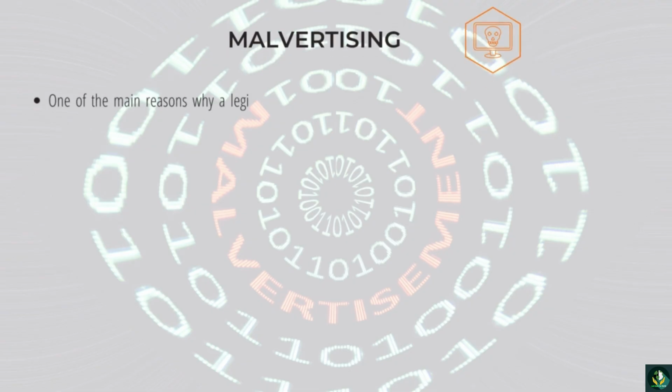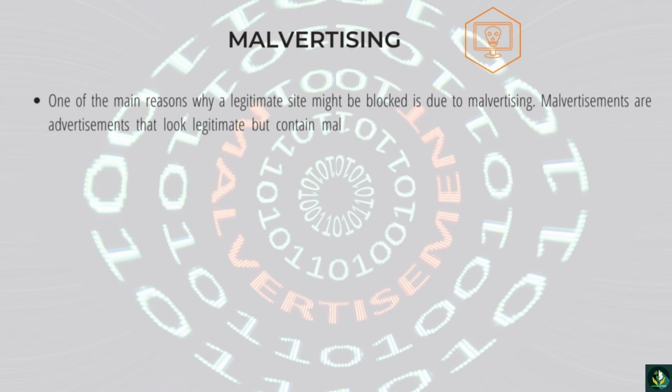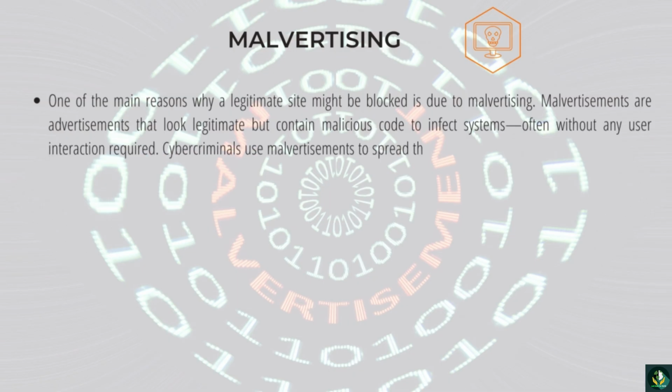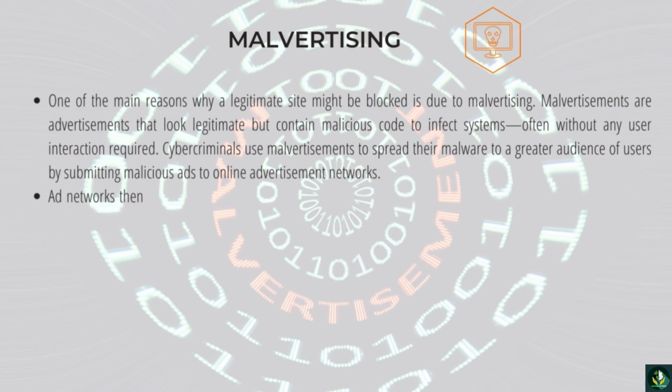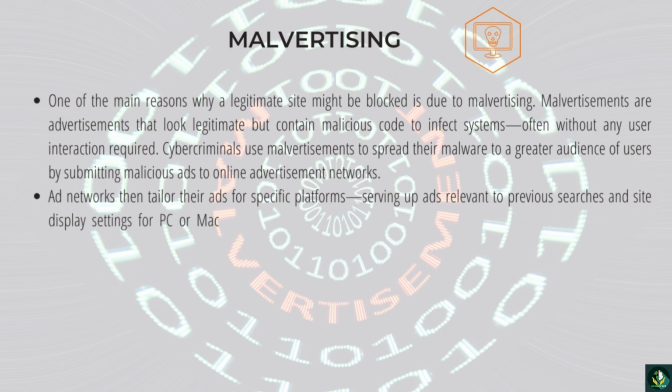Malvertising. One of the main reasons why a legitimate site might be blocked is due to malvertising. Malvertisements are advertisements that look legitimate, but contain malicious code to infect systems, often without any user interaction required. Cybercriminals use malvertisements to spread their malware to a greater audience of users by submitting malicious ads to online advertising networks. Ad networks then tailor their ads for specific platforms, serving up ads relevant to previous searches and site display settings for PC or Mac operating systems.